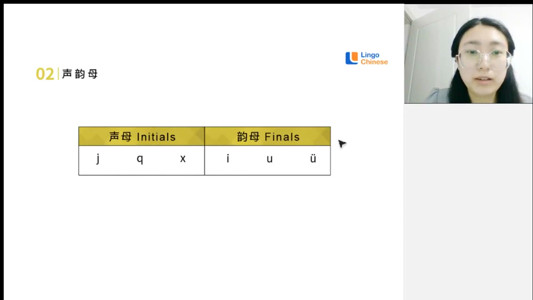Let's move on to the finals. This is 一, u, and ü. Maybe this ü is a little difficult for you. To pronounce this ü, you can just make the e sound first, and then turn your mouth round, so you can make the ü sound correctly. 一, ü. The only difference between e and ü is the shape of the mouth. I, u, ü.